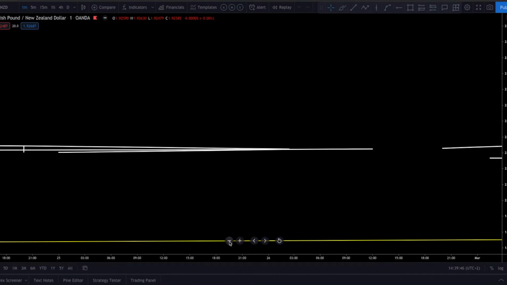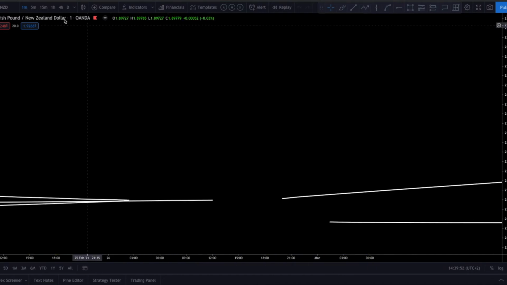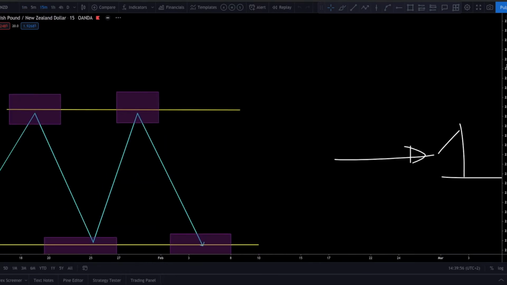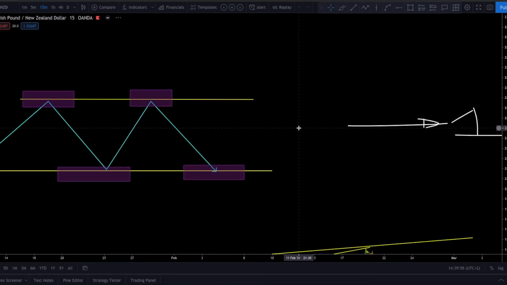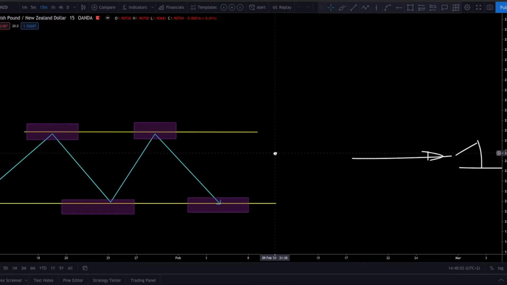The reason why you're going to a lower time frame, okay, the reason why you're going to a lower time frame, it's because, you see, this is how the market works, né?